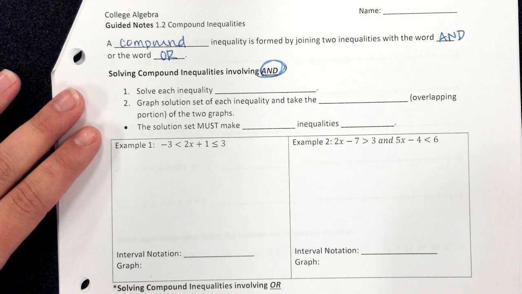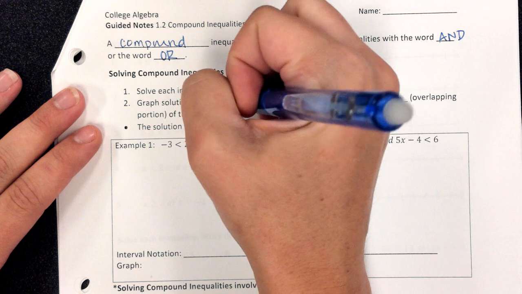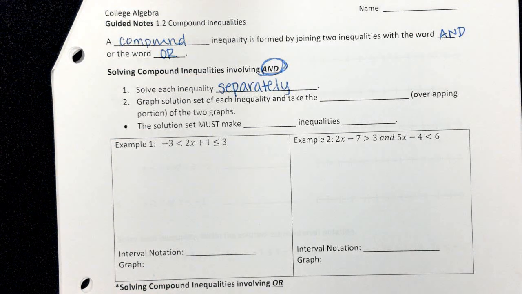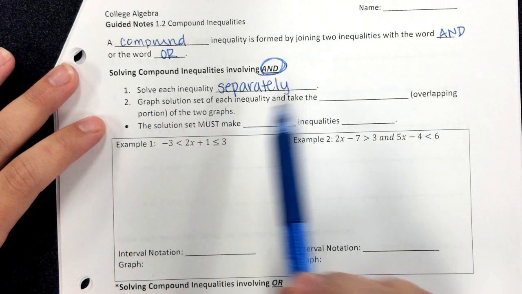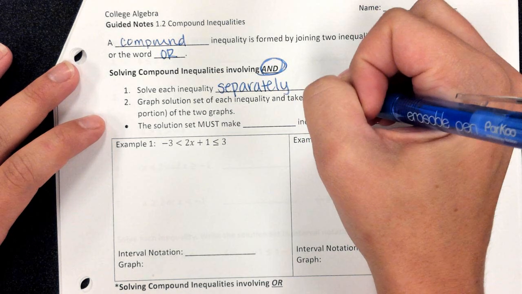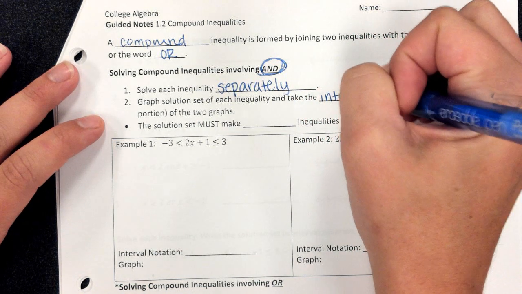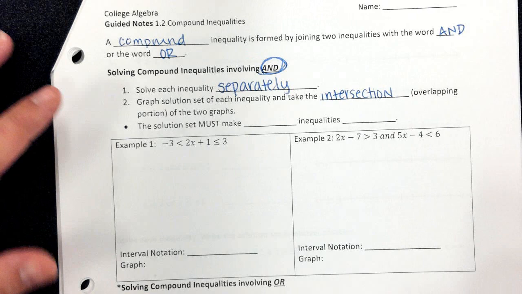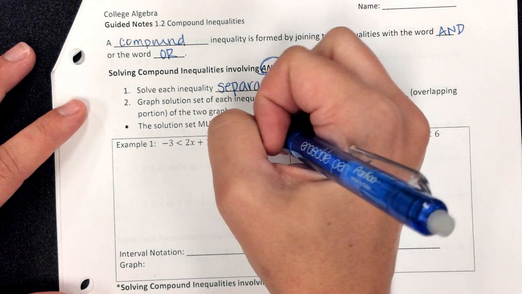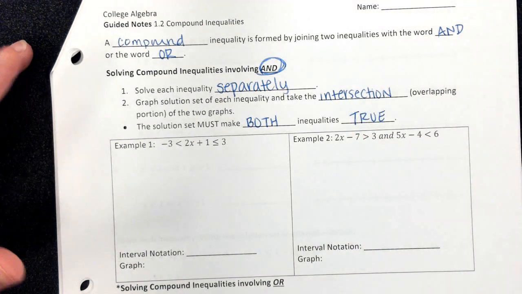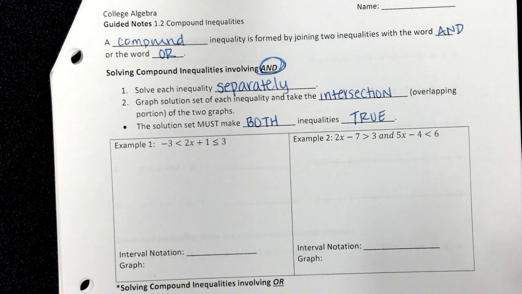You are going to solve each inequality separately. So that means instead of having one problem, you're now probably going to have two in a way. Okay? Graph the solution set of each inequality and take the intersection, which is the overlapping part. The solution set must make both inequalities true. So it has to make them both true. Okay?